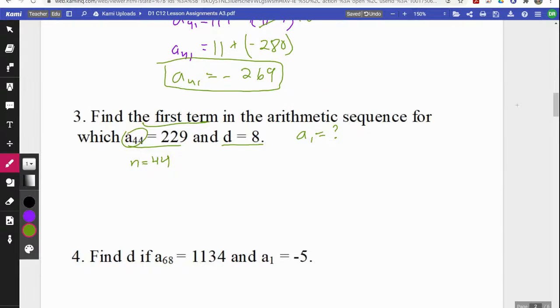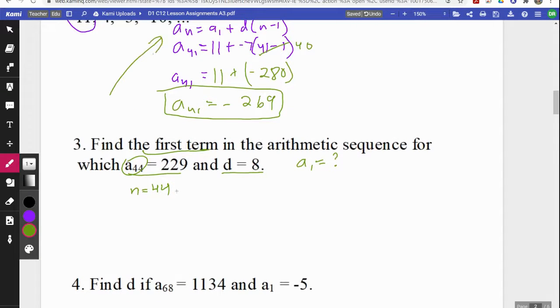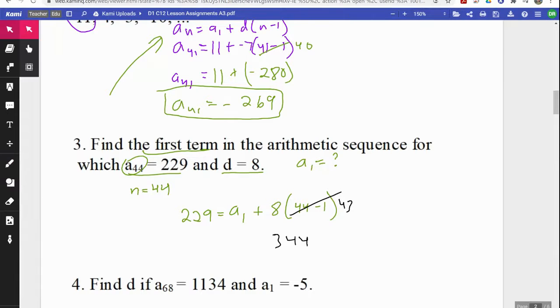So same formula as right here. This would be 229, because that is a sub 44, a sub n, equals a sub 1, we don't know it, plus 8, d is positive 8, times n minus 1, 44 minus 1. Maybe take a calculator to calculate some of this if you need to. 44 minus 1 is 43. 8 times 43 is 344.